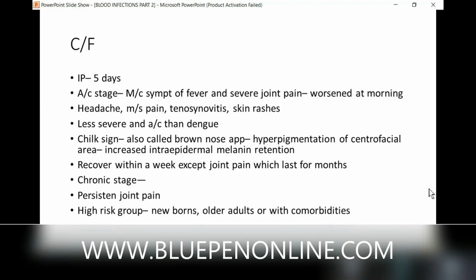The next is the chronic stage. There will be persistent joint pain. During the chikungunya outbreak in Kerala, one or the other person has been affected; any one of your relatives will have had it. They have persistent joint pains. The high risk groups are mainly newborns, older adults, or patients with comorbidities. They'll have chronic joint pain symptoms, and even after so many years they'll have persistent joint pain.